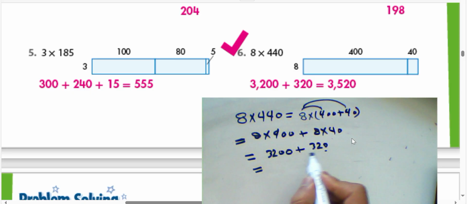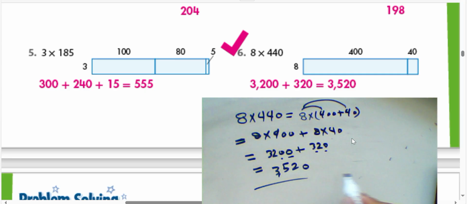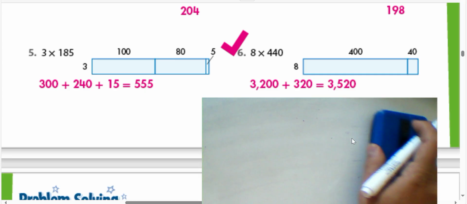Then the result will be 0 plus 0 equals 0. 2 plus 0 equals 2. 3 plus 2 is 5, and write 3. The result will be 3520.